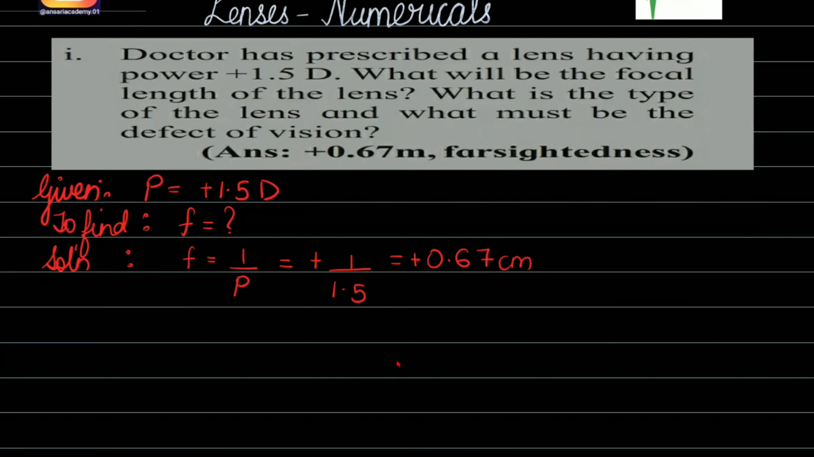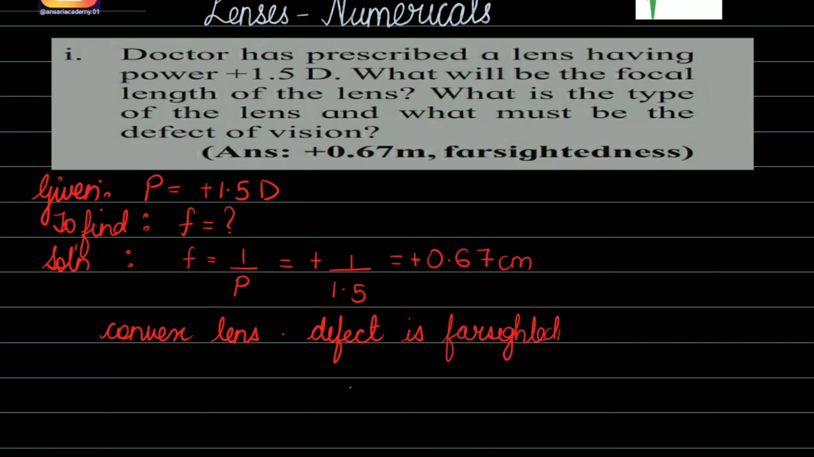Therefore, the lens prescribed for the correction by the doctor is a convex lens. And thus the defect of the vision is far-sightedness, because we require a convex lens to see a far object. So the defect in the vision is far-sightedness, or you can say hypermetropia.